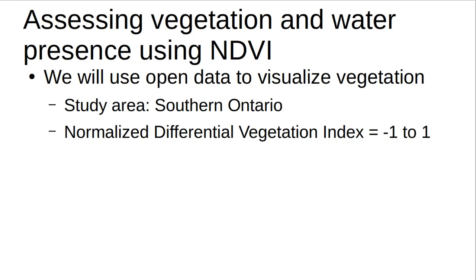So we're going to be performing what's called NDVI, or Normalized Differential Vegetation Index, today to assess the vegetation cover and water presence of an area around an urban and rural area. What NDVI is, basically, is a calculation between a red band and a near infrared band, and we're going to be using open data to do this. We'll be using Sentinel 2 data.